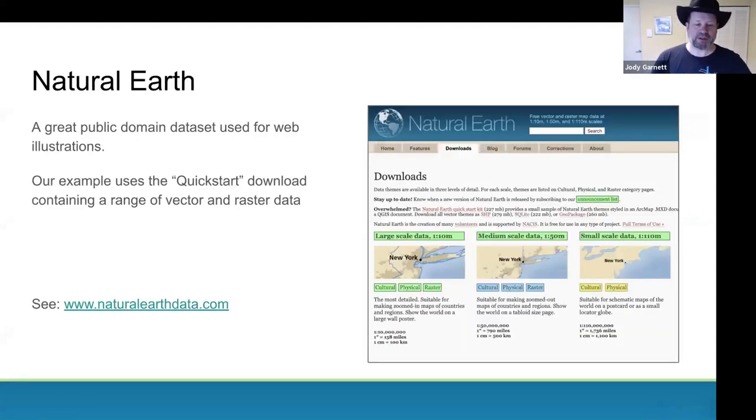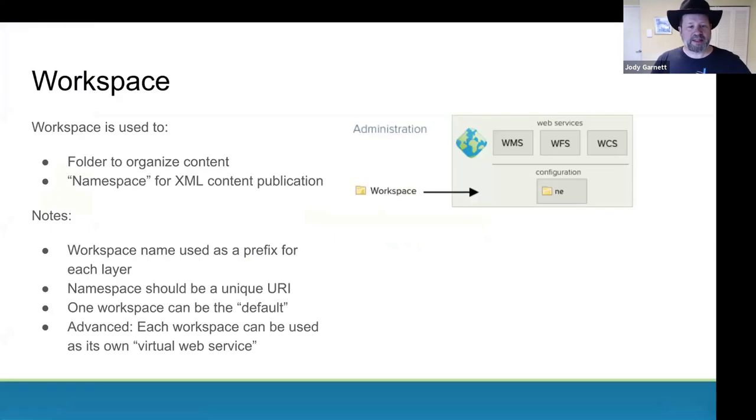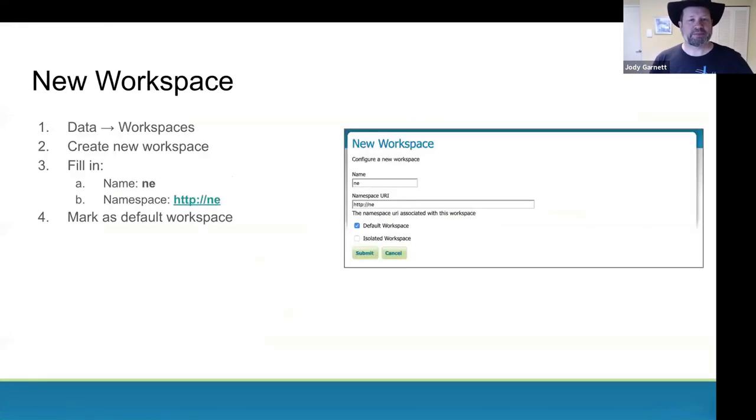For my example here, I'm going to use a Natural Earth data set. The first thing we're going to look at is a workspace. So a workspace is used as a folder to organize content. It also has a little XML namespace that's used to segregate the XML content. So the workspace name is going to be used as a prefix for each layer. Each namespace needs a unique URI. And one of the namespaces can be used as the default. So I can go ahead and make a new workspace. You can see I've given it the name NE and provided a little made-up URI there.